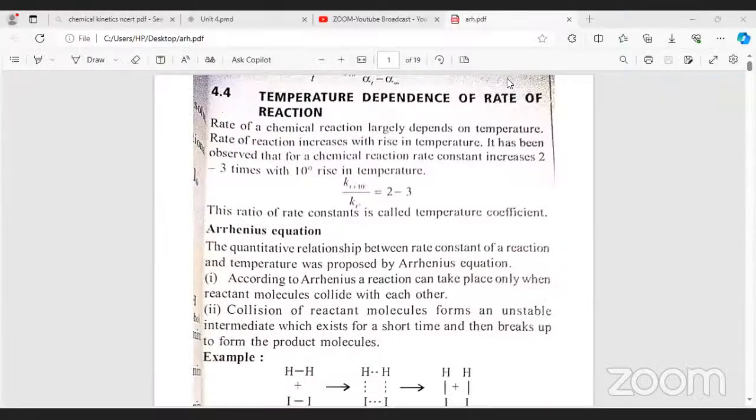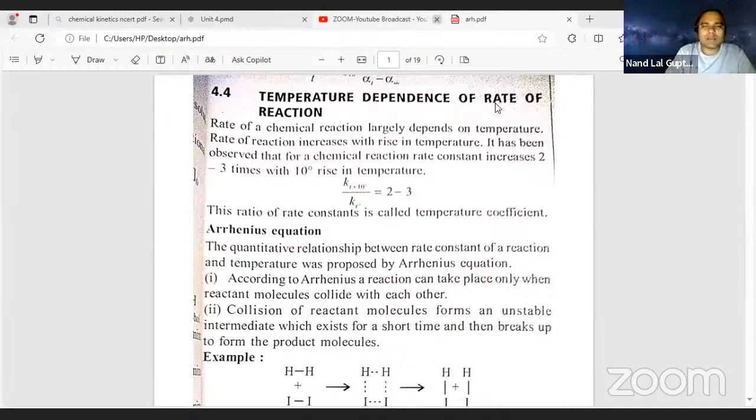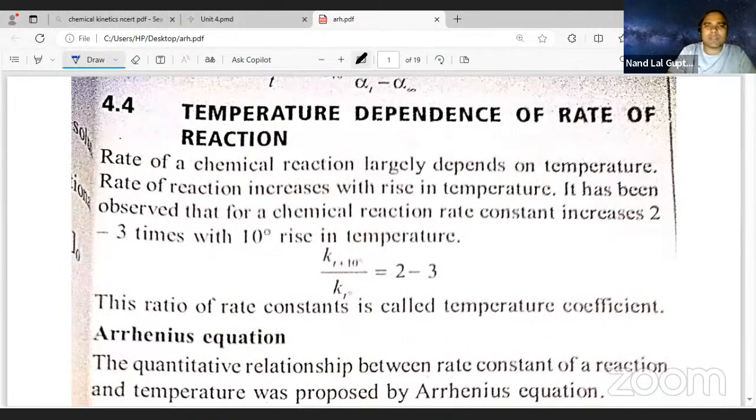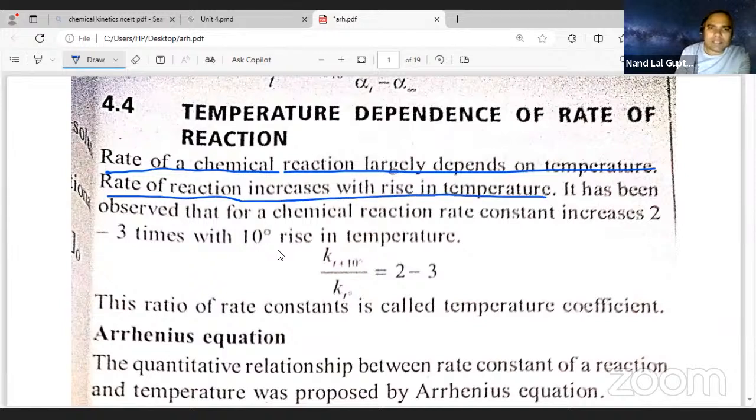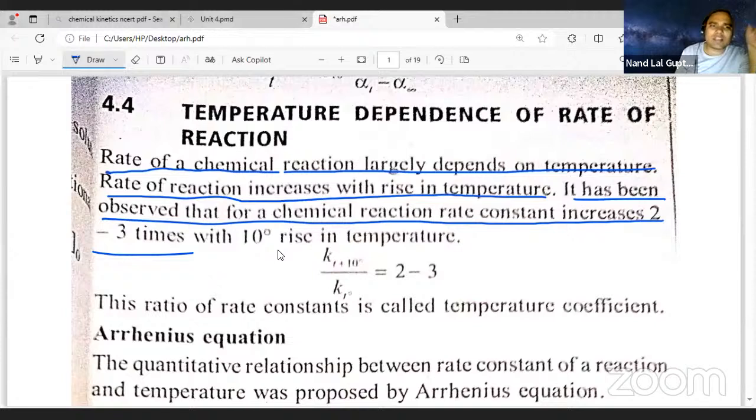Yes, sir. Okay. So here you can see the heading they have mentioned. The heading is temperature dependence of rate of reaction. And the statement they are saying is the rate of chemical reaction largely depends on the temperature. Rate of reaction increases with rise in temperature. It has been observed that the chemical reaction rate constant increases 2 to 3 times, generally twice, not 3 times, with rise in temperature.